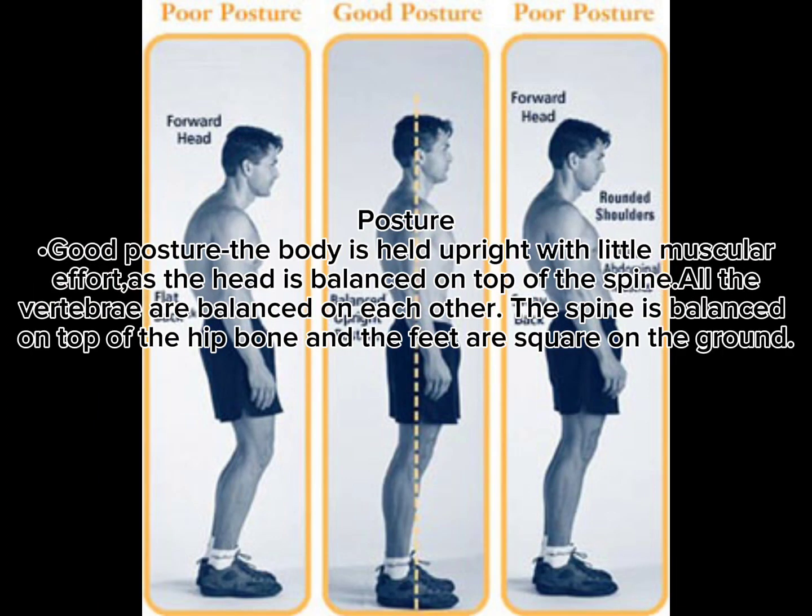Posture. Good posture: the body is held upright with little muscular effort. The head is balanced on top of the spine, all vertebrae are balanced on each other, the spine is balanced on top of the hip bone, and the feet are square on the ground.